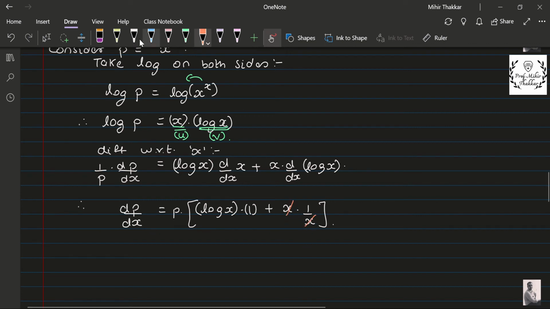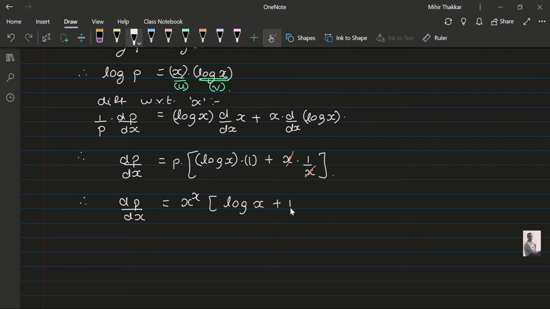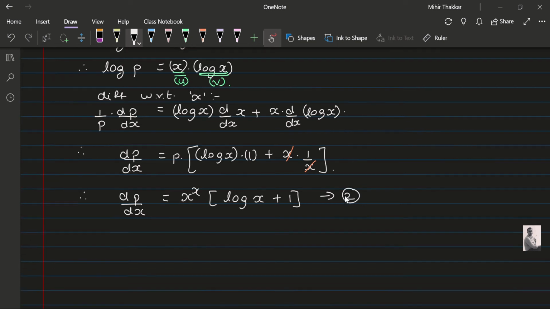Cancel off this x and x element and resubstitute the value of p over here. dp by dx is equal to x raised to x and the bracket element is just log x plus 1. That is your equation number 2.